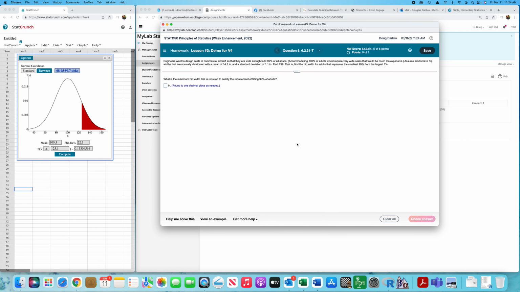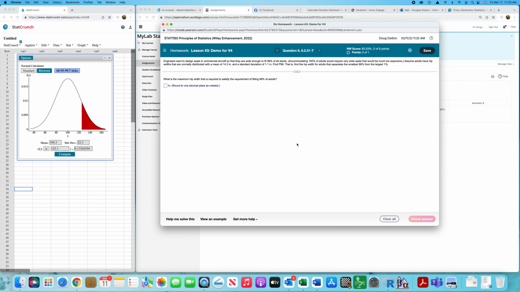Okay, engineers want to design seats in a commercial aircraft so they are wide enough for 99% of all adults. Accommodating 100% of adults would require very wide seats that would be much too expensive, obviously. Assume adults have hip widths that are normally distributed with a mean of 14.3 and a standard deviation of 1.1. Find P99. Now remember, P99 is the percentile ranking, right? And the 99 represents, by definition, percentile is always area below, percent below.